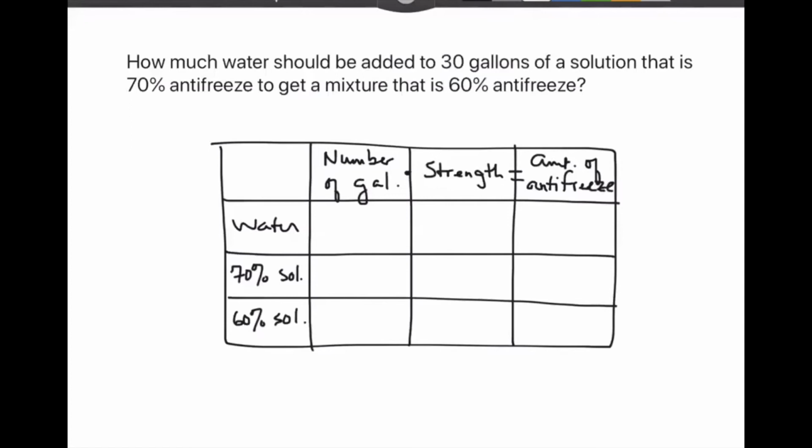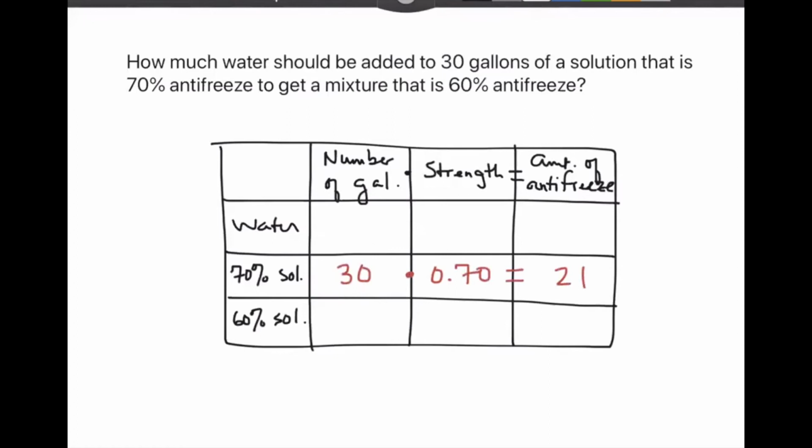All right, let's see how you did. We know everything there is to know about the 70% solution. We know there's 30 gallons of it. We know the strength is 0.7. 30 times 0.7 comes out to 21. So in that 70% solution, there would be 21 gallons of pure antifreeze.